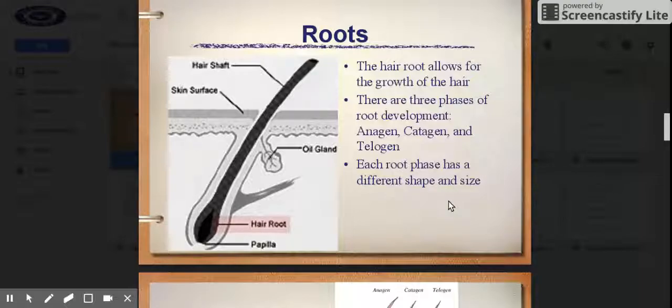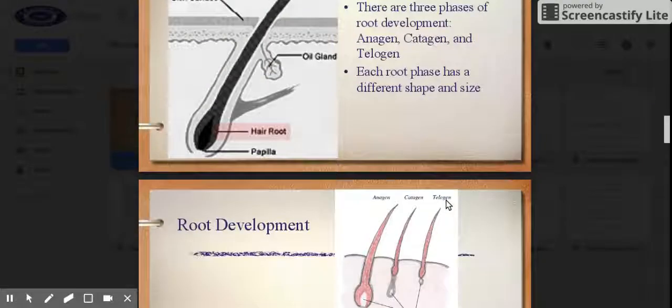She's crazy. Anagen, catagen, and telogen. So that's ACT if you make an acronym of that, and that would be the order. Anagen being the first phase, catagen being the second phase, and telogen being the third phase. Each root phase has a different shape and size, so yes, it is useful potential forensic evidence.